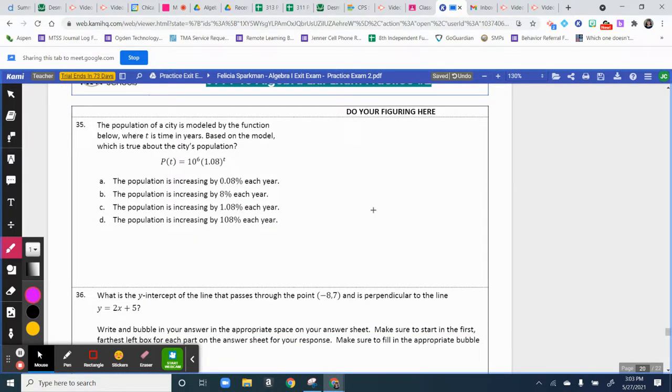All right. The population of a city is modeled by the function below, where T is time in years. Based on the model, what is true about the city's population? Now, they're all saying increasing, so that can't be my key. So I need to look at how it's increasing. And they want a percent, so I need to figure out the rate. To figure out the rate, I'm going to take what's inside the parentheses and subtract 1. Then I take that number and turn it into a percent, which is 8%. So the answer is B.